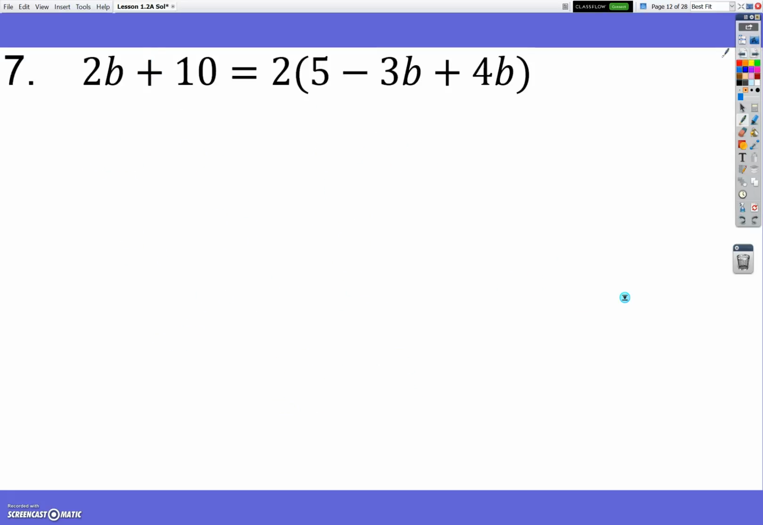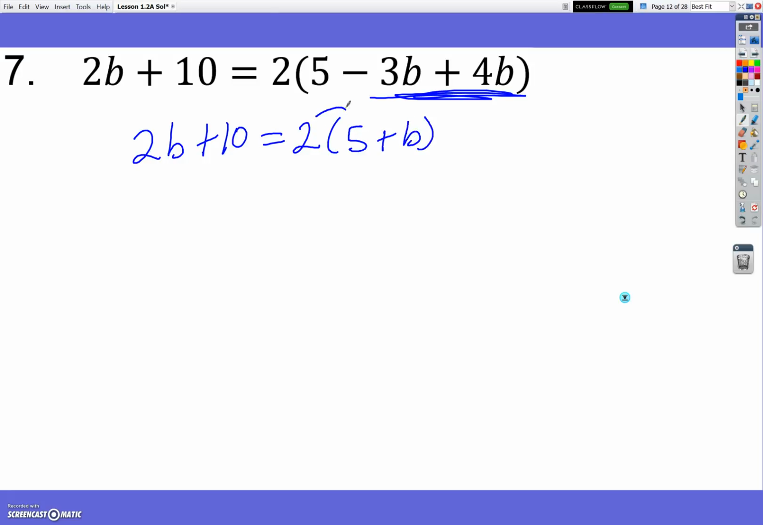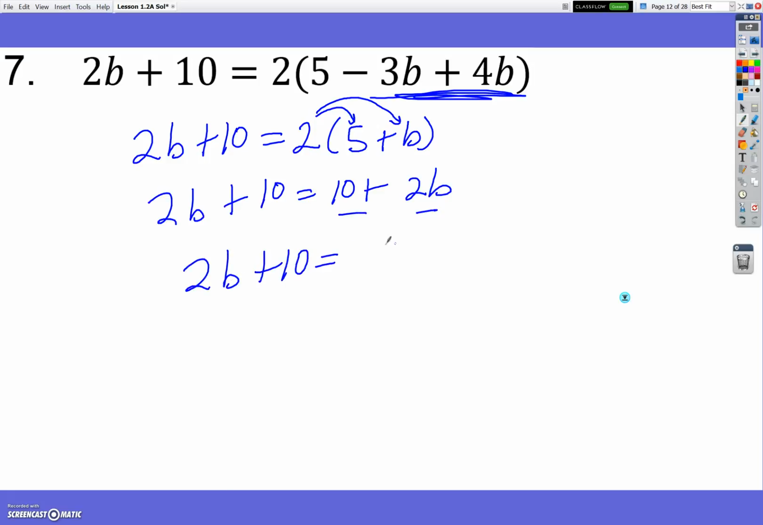Alright, so now let's go and look at this one. Once again, I have variables on both sides of the equal sign. I'm going to start by combining like terms. This will give me 2b plus 10 is equal to 2 times the quantity of 5 plus 1b. I'm now going to distribute inside the parentheses to get 2b plus 10 is equal to 10 plus 2b. Using the commutative property, I can change these places and just have 2b plus 10 is equal to 2b plus 10. Now, if you see the pattern, we can stop right here.